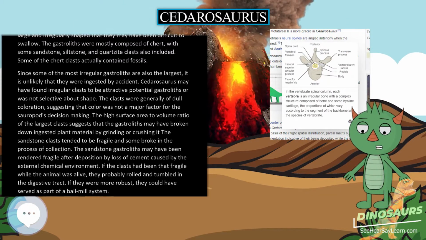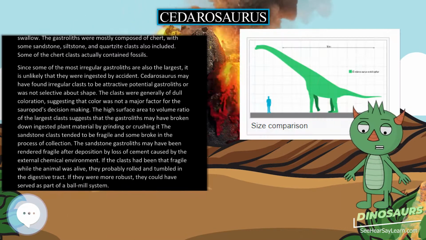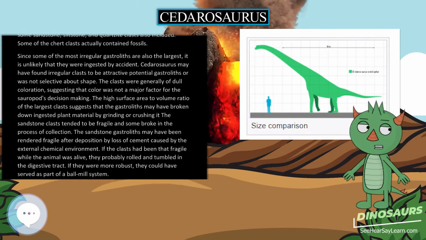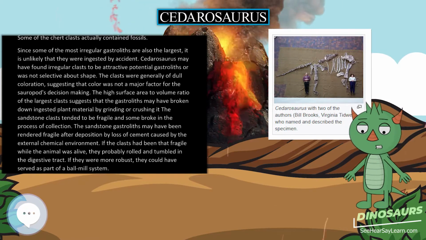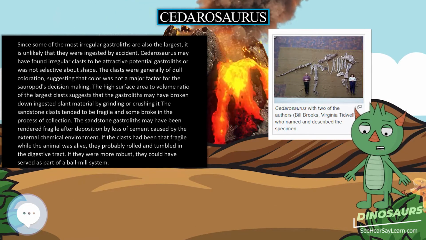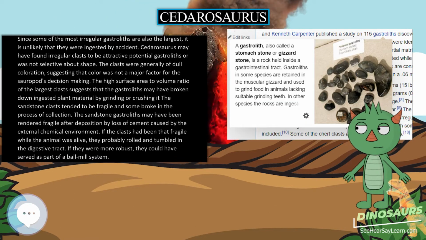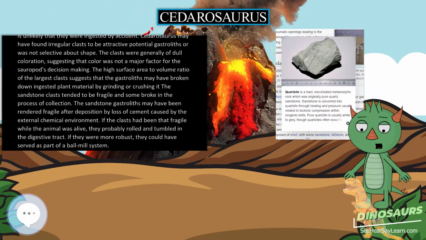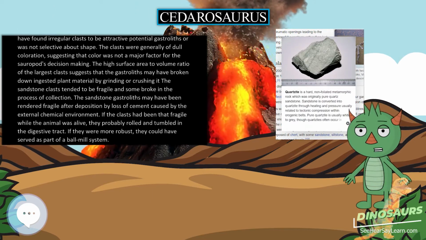The sandstone clasts tended to be fragile and some broke in the process of collection. The sandstone gastroliths may have been rendered fragile after deposition by loss of cement caused by the external chemical environment. If the clasts had been that fragile while the animal was alive, they probably rolled and tumbled in the digestive tract. If they were more robust, they could have served as part of a ball mill system.